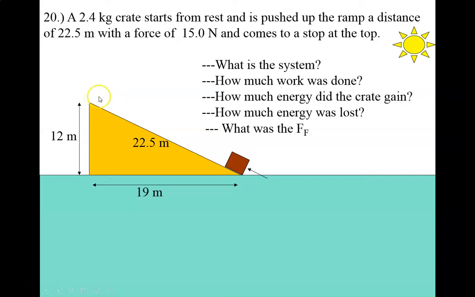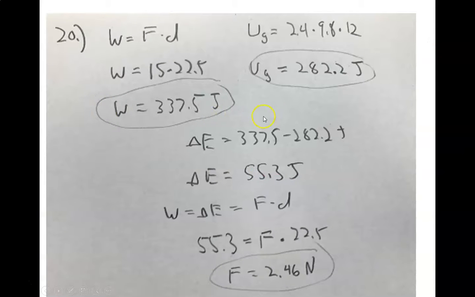Okay. And next it asks, how much energy did the crate gain? Well, when it's at the top, it comes to a stop. It's going to have gravitational potential energy. It's not going to have any kinetic energy, or there's no springs going on. So let's figure out how much gravitational potential energy it has. 2.4 is the mass times 9.8 times 12, the vertical height. And we get 282 joules. So what doesn't show up must have been lost to heat. Okay, so the difference between those is 55.3 joules of energy.